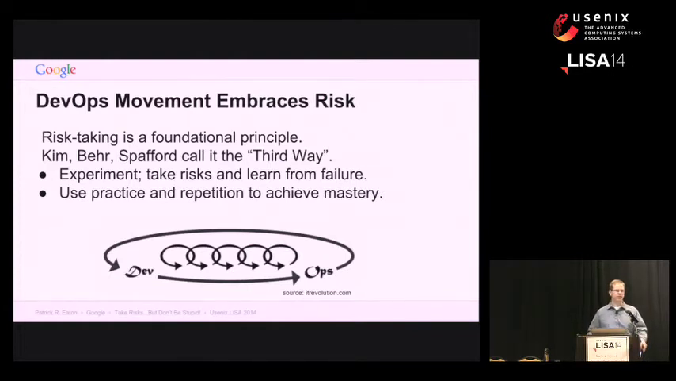So the three ways. The first way, as you may remember, is a commitment to systems thinking. We want to consider the behavior and performance of the whole system to deliver value.